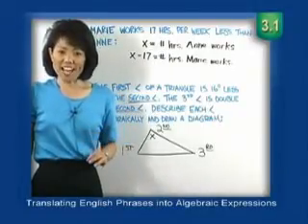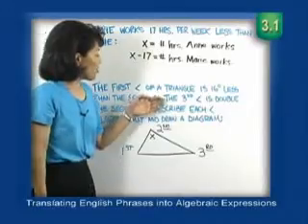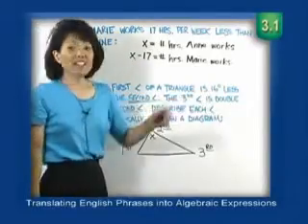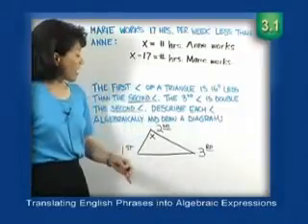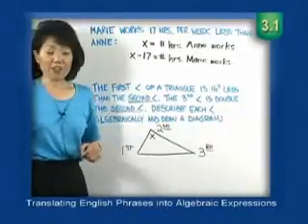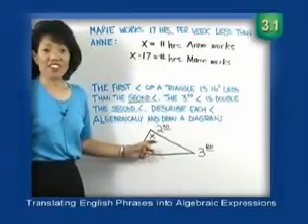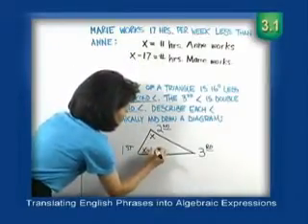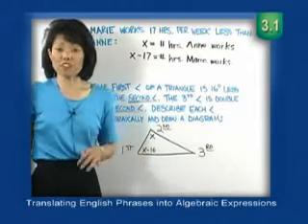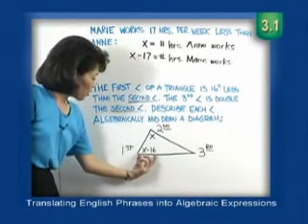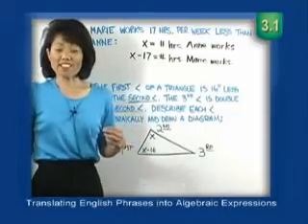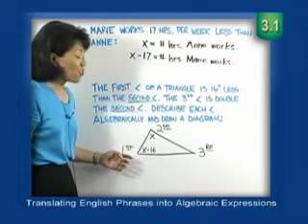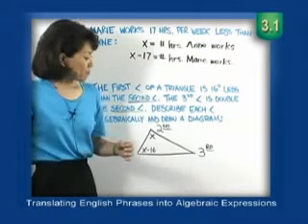Once we do that, we're going to go back and read the first phrase. The first angle, which is down here, is 16 degrees less than the measure of the second angle. So that means we take the measure of our second angle, which is x, and subtract the 16. Or in other words, the phrase x minus 16 represents the measure of the first angle in our triangle.